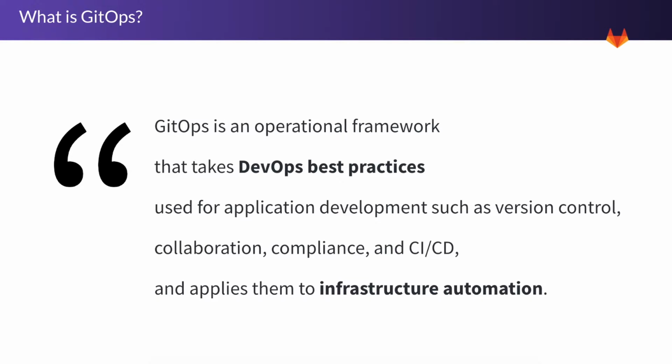So let's level set with what GitOps actually means, or how GitLab defines GitOps. This is an operational framework that incorporates DevOps best practices used in application development, so things like version control, collaboration, compliance, and CI/CD, and we apply those concepts to infrastructure automation. Think of it as almost DevOps for your infrastructure.